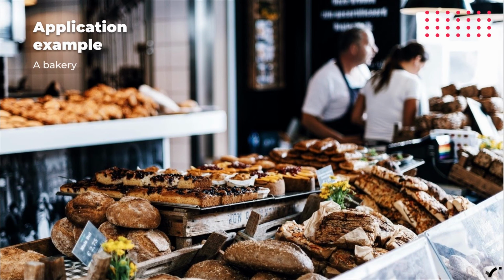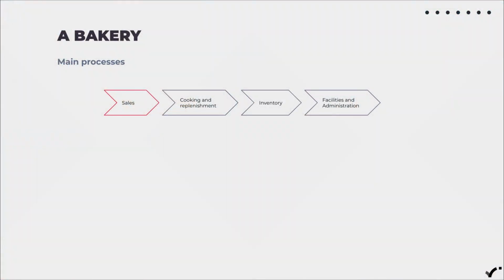Let me give you an example of an application. I just tried to pick an example that everyone can relate to. In this particular case, I'm looking at a bakery. So if you look at a bakery, we'll have some main processes like sales, cooking and replenishment, inventory, making sure you have enough flour, water, salt, and everything, but also running the business, so facilities and administration, finance, and everything.